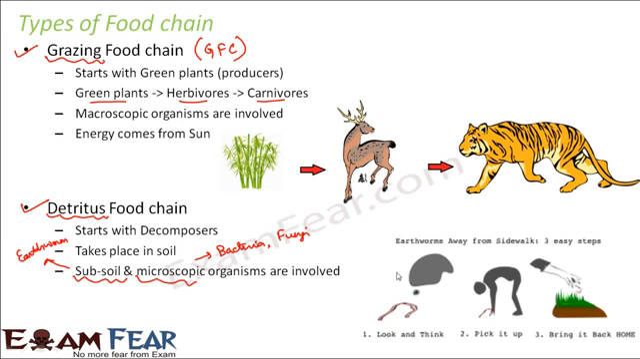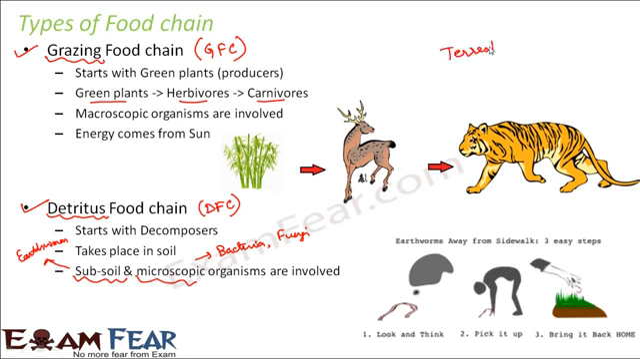For example, these earthworms feed upon dead and decaying matter, and that dead and decaying matter will be further eaten up by the bacteria or the fungi present in the soil. So there is a food chain taking place even inside the soil, and that is called the detritus food chain. Now it has been observed that in a terrestrial ecosystem, a larger fraction of energy flows through the DFC, that is the detritus food chain. So a greater amount of energy flows through the detritus food chain in a terrestrial ecosystem.